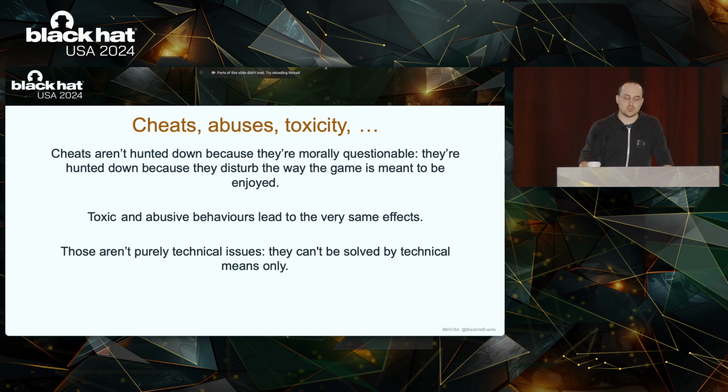So why am I talking about cheats and abuse? Cheats are usually not hunted down by game makers because they're morally questionable. They're hunted down because they disturb the way the game is meant to be enjoyed. When you buy a video game, you want to play with your friends. You don't want to play with cheaters, for example. And toxic and abusive behaviors, like someone yelling at you for the whole duration of the match, have the same effect. You don't want to play the game anymore. And if people don't want to play, the people selling the game won't make money. So in the end, it has the same effect. Interestingly, while cheating can be seen as a technical problem only, abuse is more a social one, meaning it cannot be solved by technical solutions alone. You have to have a social component to solve social problems.